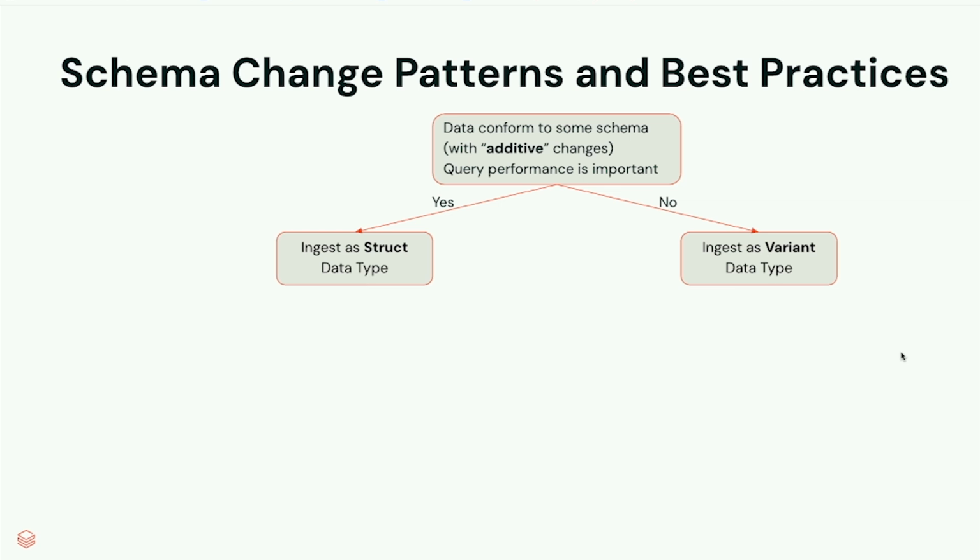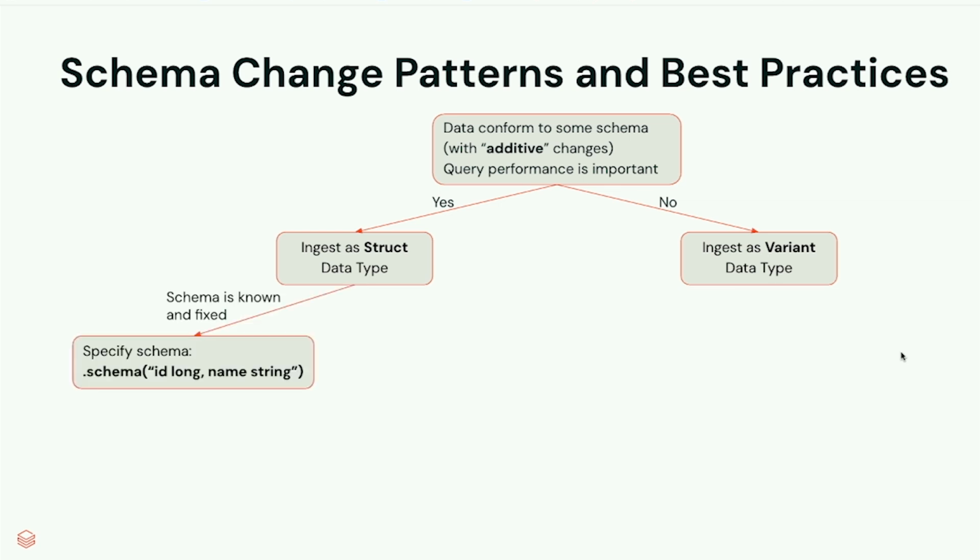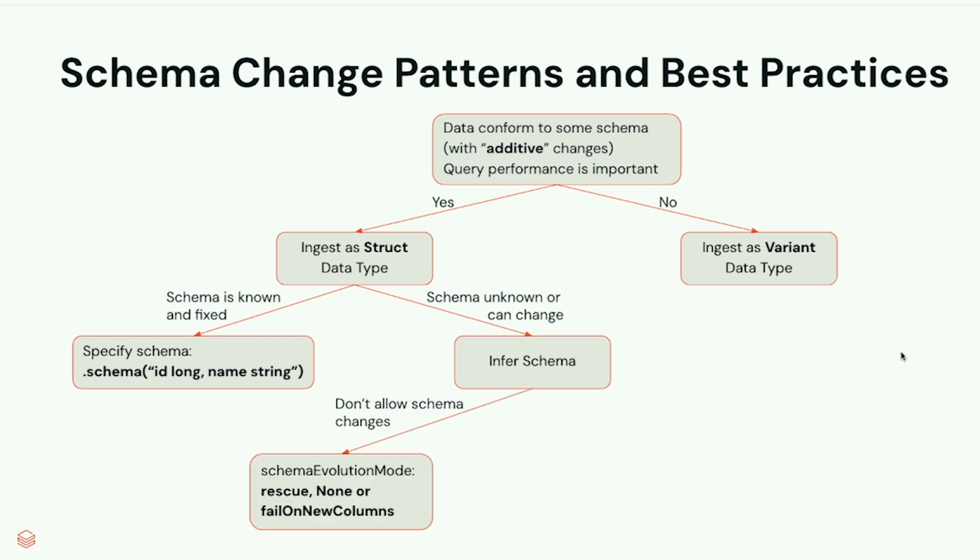In the case of the struct type, if your use case warrants a fixed schema and you cannot tolerate any schema changes, then you can specify that particular schema at the time of ingestion. But if that schema is unknown and you want to evolve the schema as and when it arrives, enabling schema inference may be a better choice. And this is what most of our customers do, enabling schema inference.